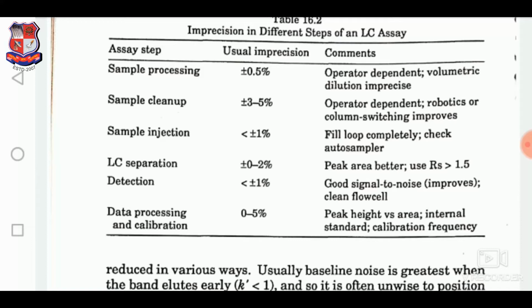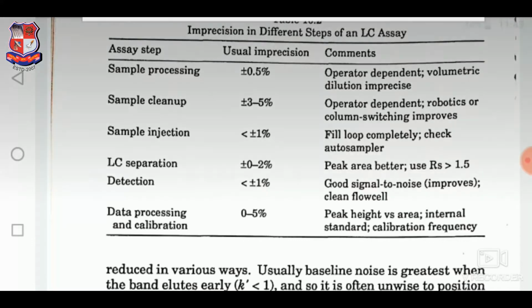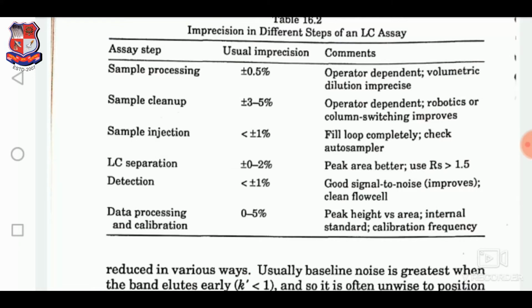So generally, data processing calibration is you have the imprecision of 0 to 5%. LC separation is you have the imprecision of 0 to 2%, and detection. So this is the kind of usual assay procedure steps of the imprecision to the various steps.